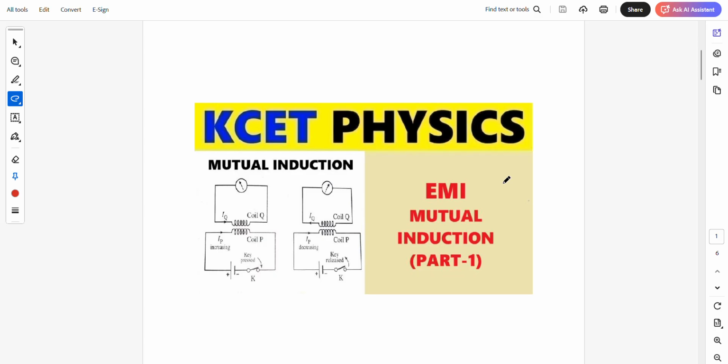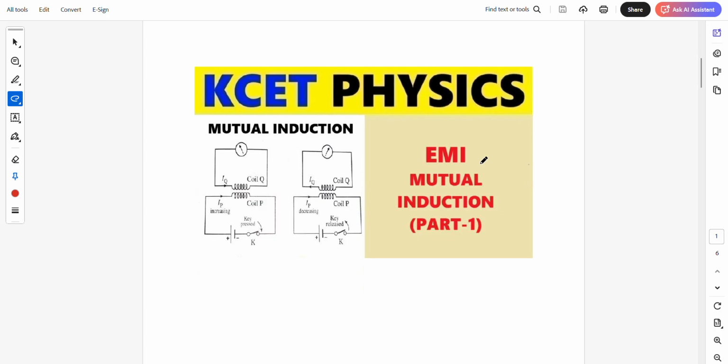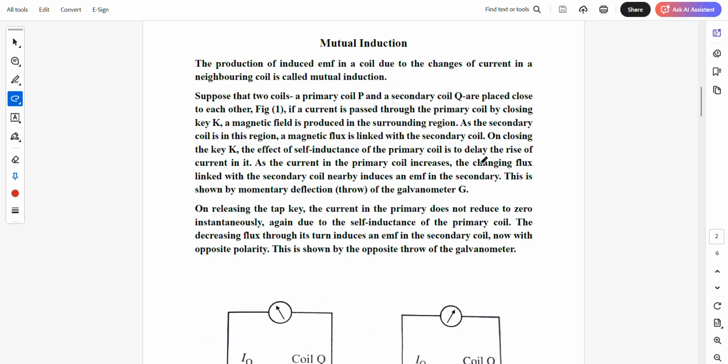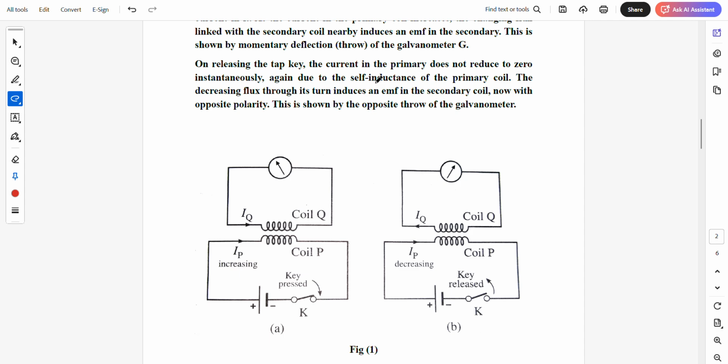First we learn what is meant by Mutual Induction. Whenever the term Mutual Induction comes, you have to think of two coils kept side by side. The production of induced EMF in a coil due to the changes of current in a neighbouring coil is called mutual induction. How many coils are there here in this figure?